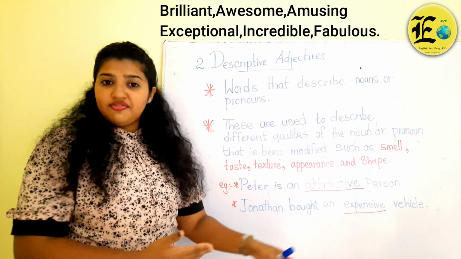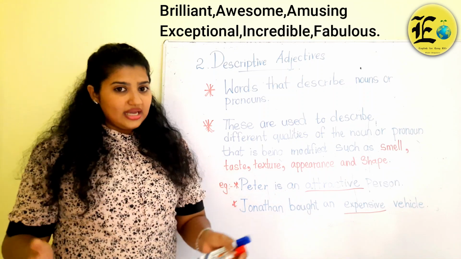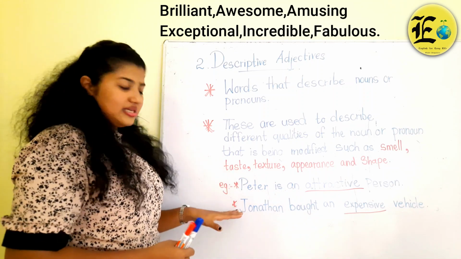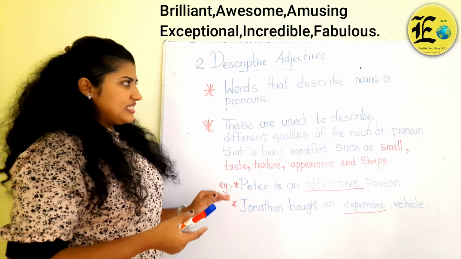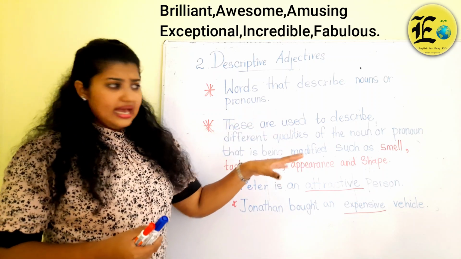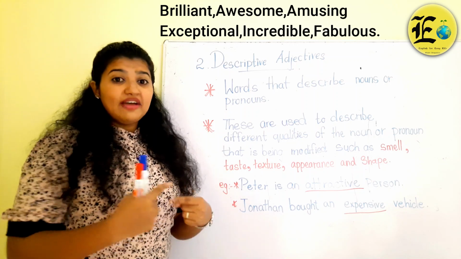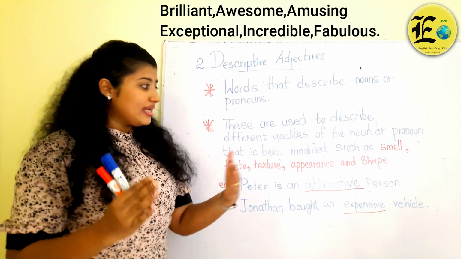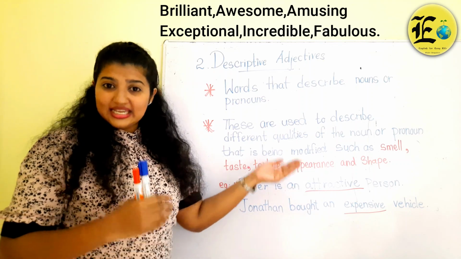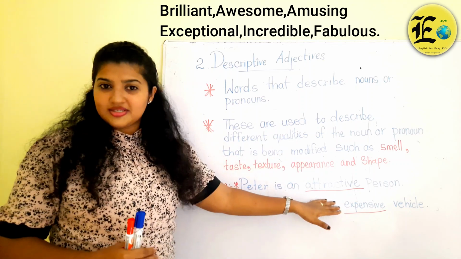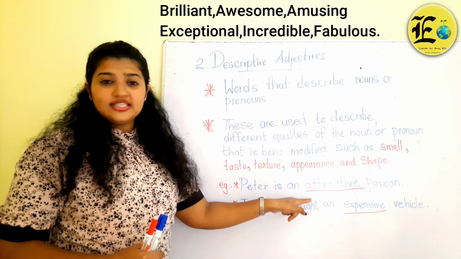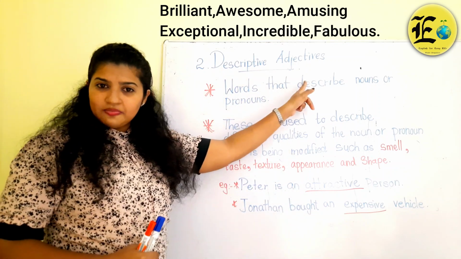Peter is an attractive person. Peter is an attractive person. So we know that Peter is a person. So Peter belongs to a noun. And we're telling that he is an attractive person. So here we have provided more description regarding his appearance. That means he is an attractive person. So here this word attractive is a descriptive adjective.